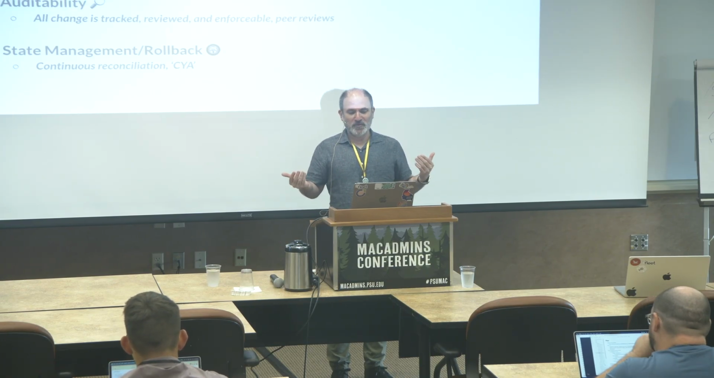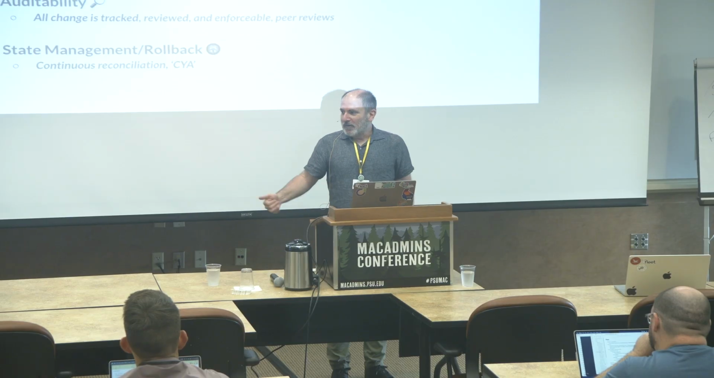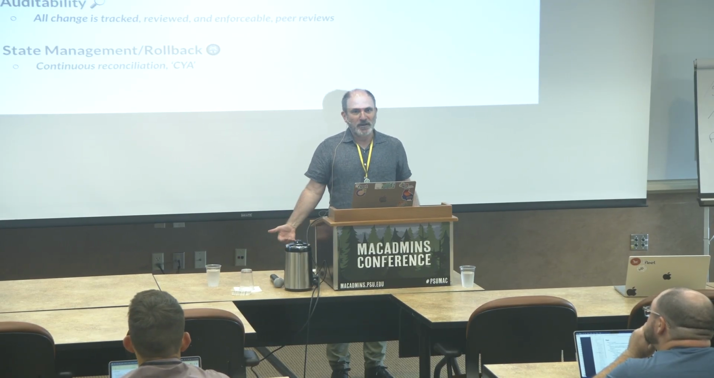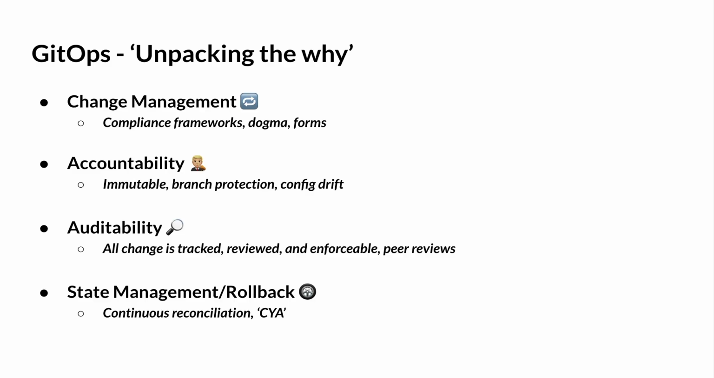And then making the changes reversible. So when we talk about state management and rollback, sometimes if you're managing a GUI, in order to fix the bad thing you've done, you have to unclick all the clicks that you made. Unclicking all the clicks can be hard. With configuration as code, you're basically rolling back to the previous state, and theoretically that makes things easier to do.